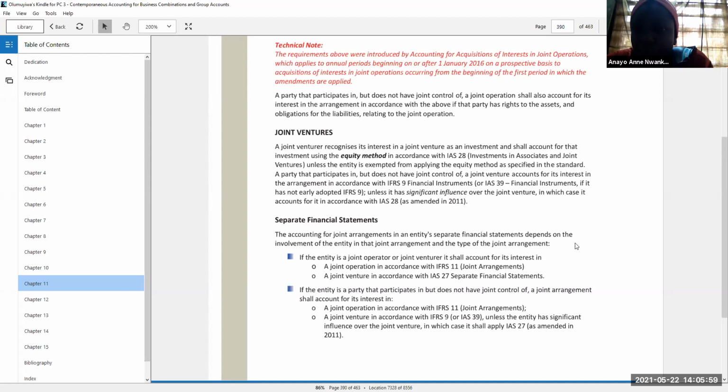Second, if the entity is a party that participates in but does not have joint control of a joint arrangement, it shall account for its interest in: one, a joint operation in accordance with IFRS 11, which is joint arrangements, and two, a joint venture in accordance with IFRS 9 or IAS 39, unless the entity has significant influence over the joint venture, in which case it shall apply IAS 27 as amended in 2011.